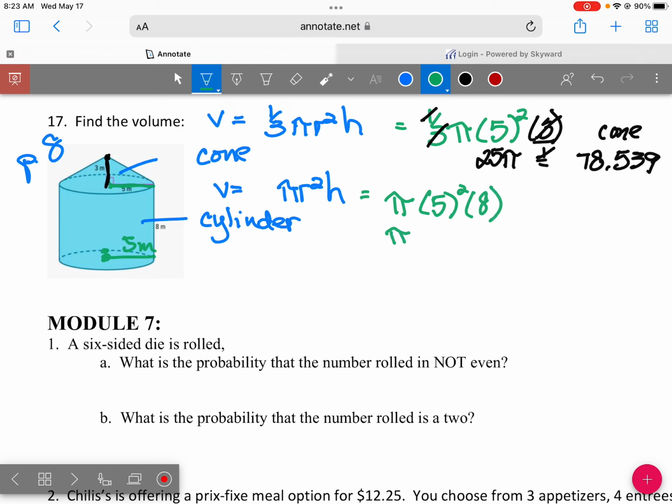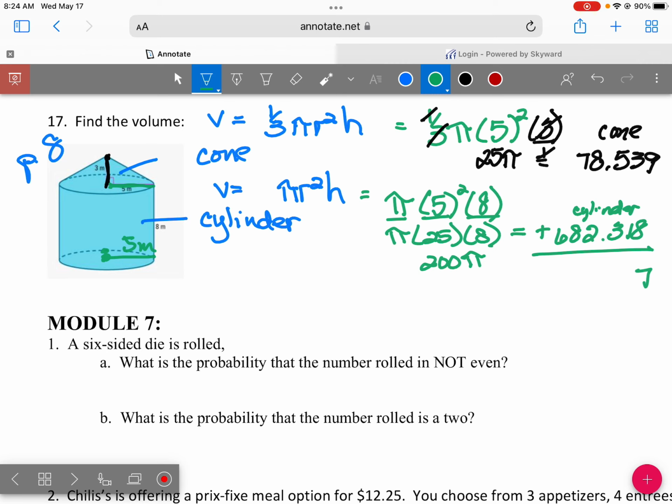So pi times 25 times 8. 25 times 8 is going to be 200 pi. So now you can take 200 times pi. You can always just multiply these out though too and say pi times 5 squared times 8. And it should be a little over 600. Well, maybe a little bit more. Who's got the answer? 0.318. Okay. So that is the volume of your cylinder. Add those together.